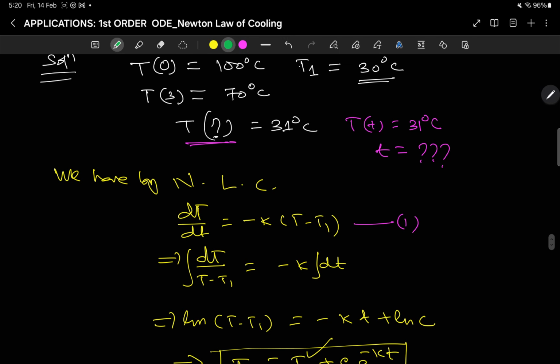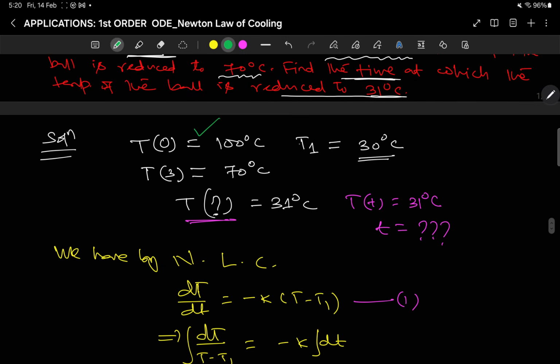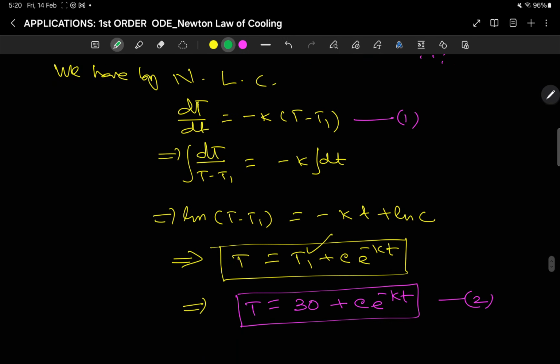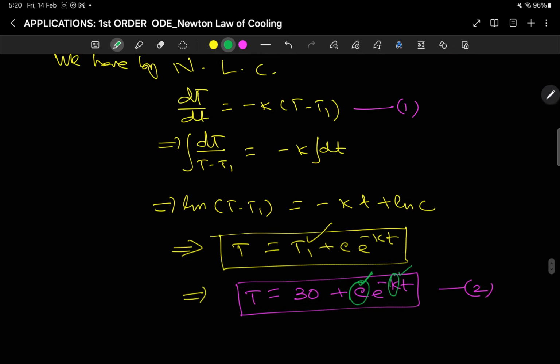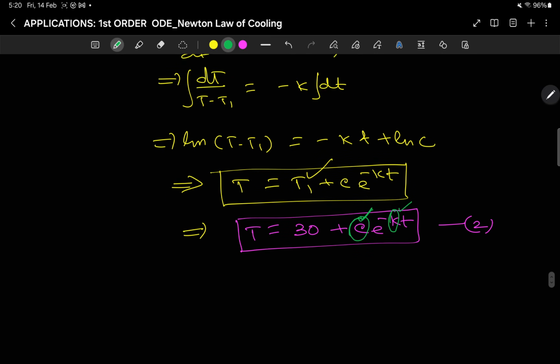So coming to the first condition, you have T of 0 is 100 degrees. You see here we have two things to be determined. One is the constant C, the other one is the constant k, the proportionality constant, and C is the arbitrary constant here. So now we have two conditions, T of 0 and T of 3. Using these two conditions we have to find the values of C and k. So let us impose these conditions.